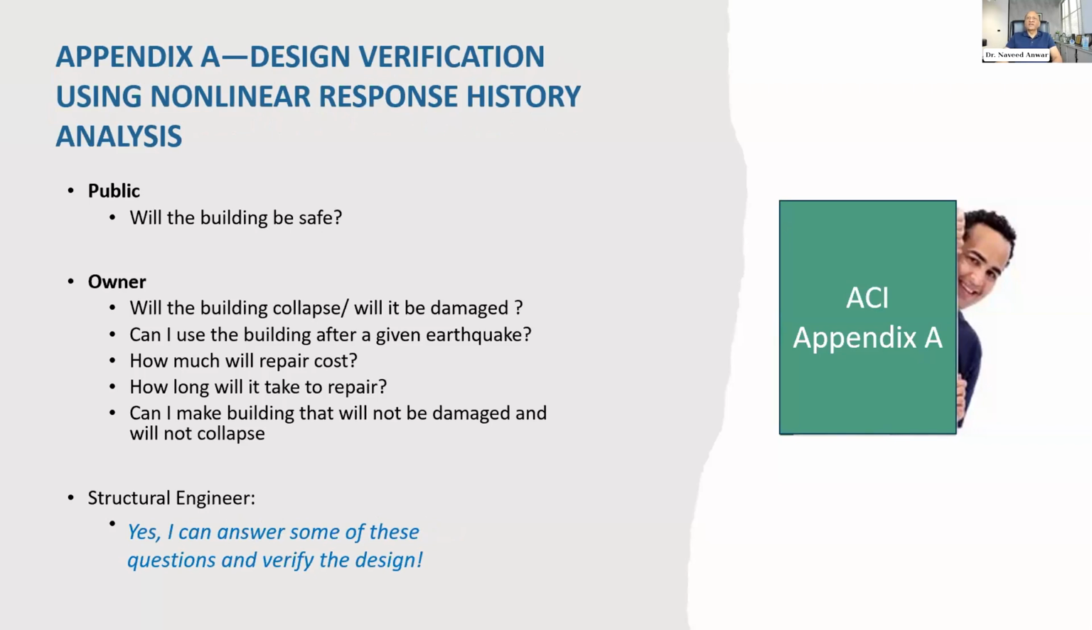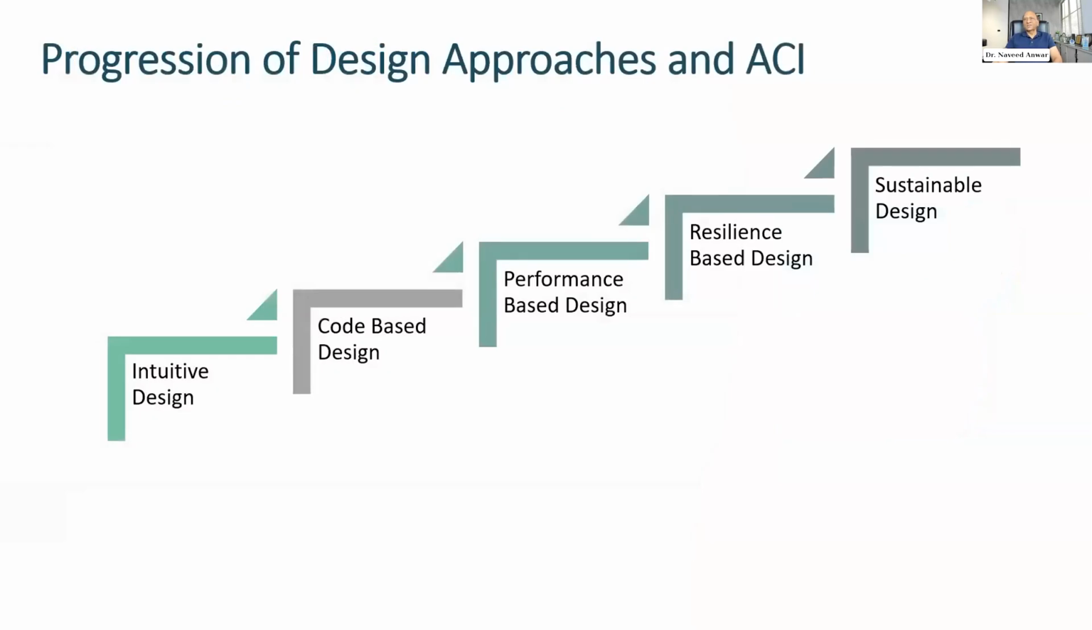That means it gives you a tool to verify the design that you carried out based on the code. So your responsibility is not only to follow the code now; you also have the ability to verify whether your design for this particular building will work or not. So this is the progression of design. ACI 2019 Appendix A brought seismic design to the performance-based level.